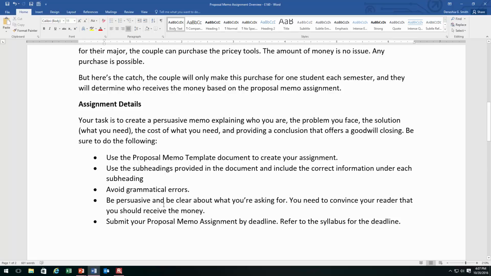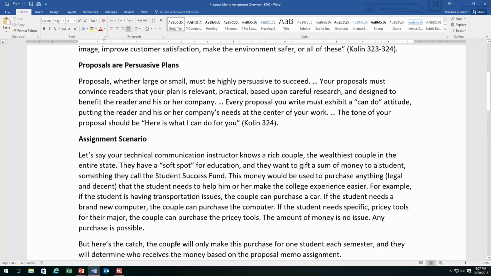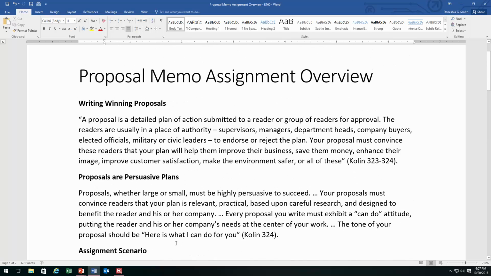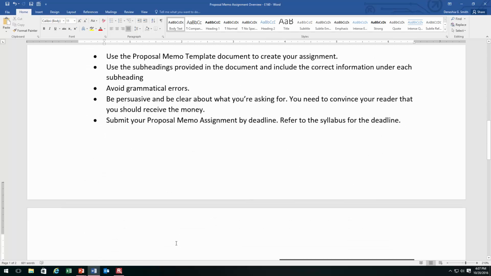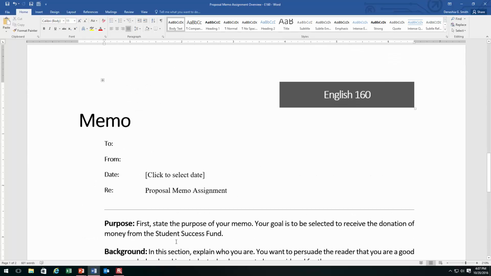Avoid grammatical errors. Be persuasive and be clear about what you're asking for. You need to convince your reader that you should receive the money. Submit your proposal memo assignment by deadline and refer to the syllabus for that deadline. So this overview document is on D2L for you to go back and refer to. Okay. Now here is the memo template. It'll look a little bit different on D2L, but it's the same type of thing. Okay. And so this is what I want you to use to create your proposal memo assignment.